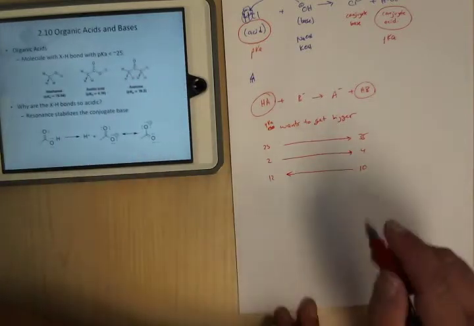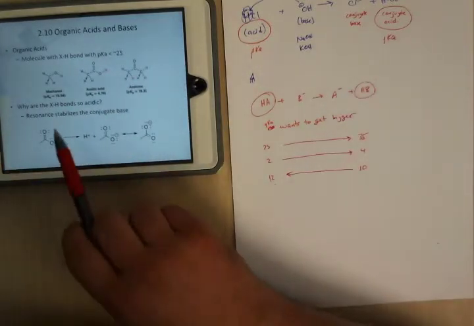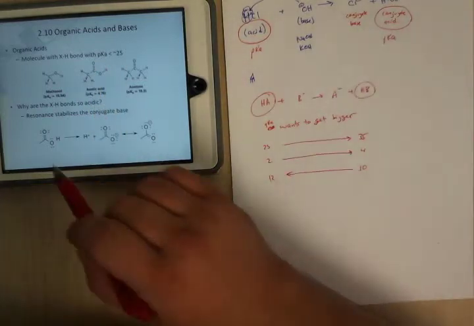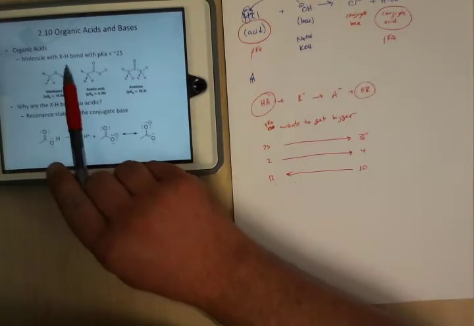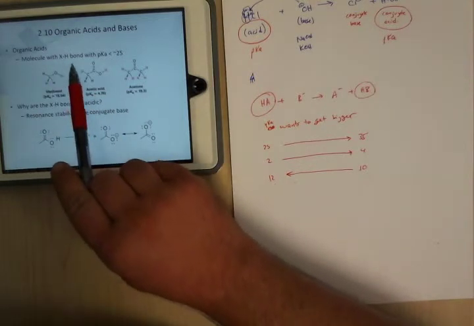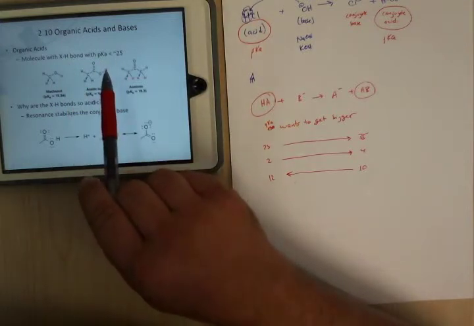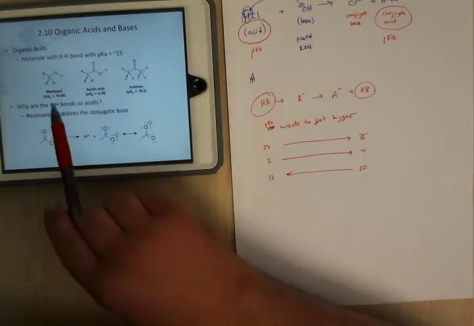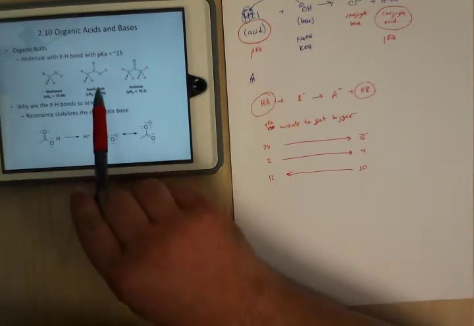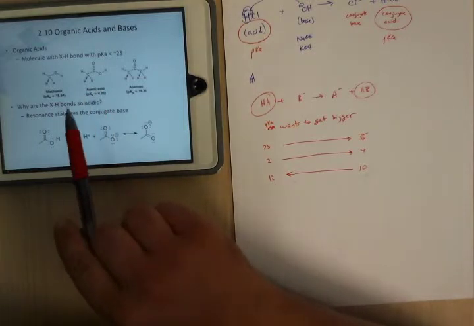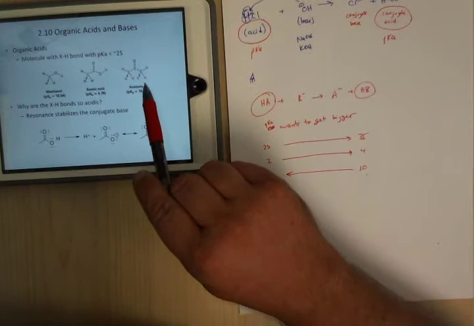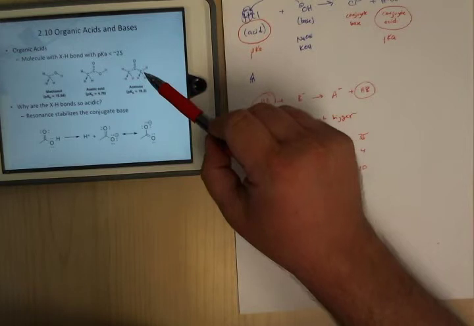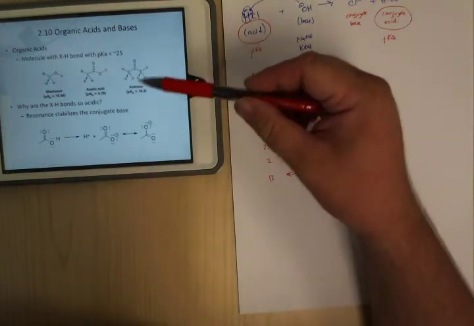Okay, so for organic acids and bases, we're going to be using the same concept of hydrogen coming and going. Consider that if the pKa of a molecule's most acidic hydrogen is maybe 25 or less, it's considered acidic. So methanol is fairly acidic. Acetic acid, as the name implies, is acidic, with a pKa of about 5. Acetone is fairly acidic too. It doesn't take much to pull off one of those hydrogens. So this is fairly acidic as organic molecules go.